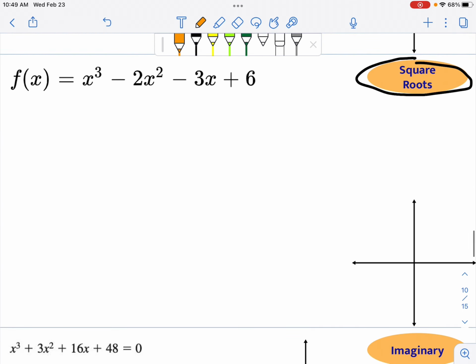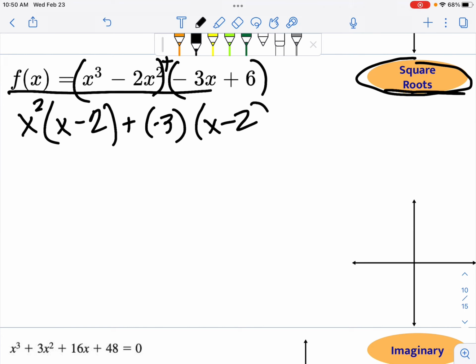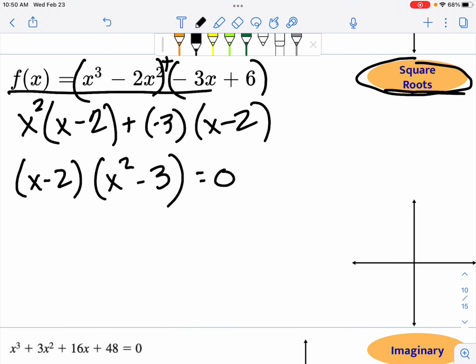Now when it comes to square roots, if we were given this example, again, they would not tell us, hey, watch out for square roots. So in this situation, we would go to chunking because we have 4 terms here. We chunk like this. We would take out an x squared, and then we would factor out a negative 3. And then we have x minus 2 times x squared minus 3 equals 0.